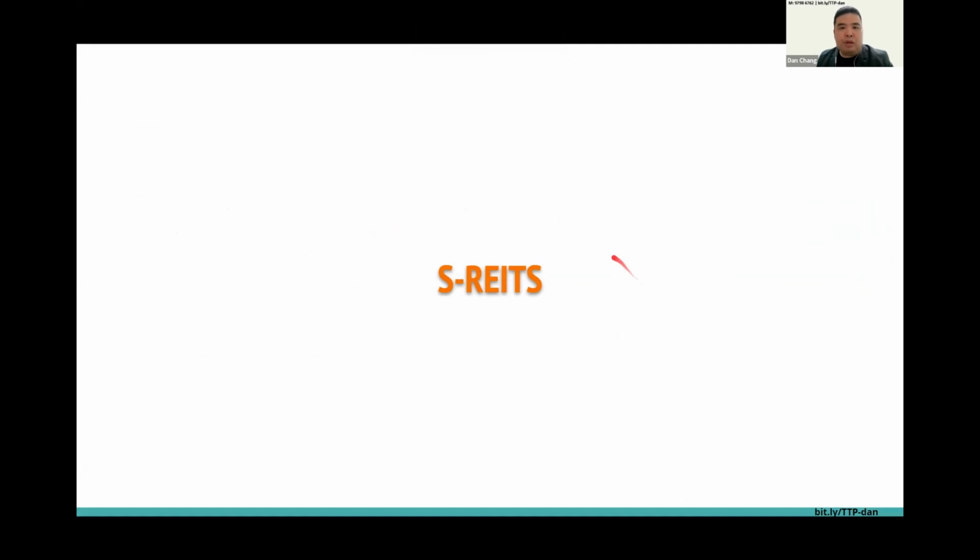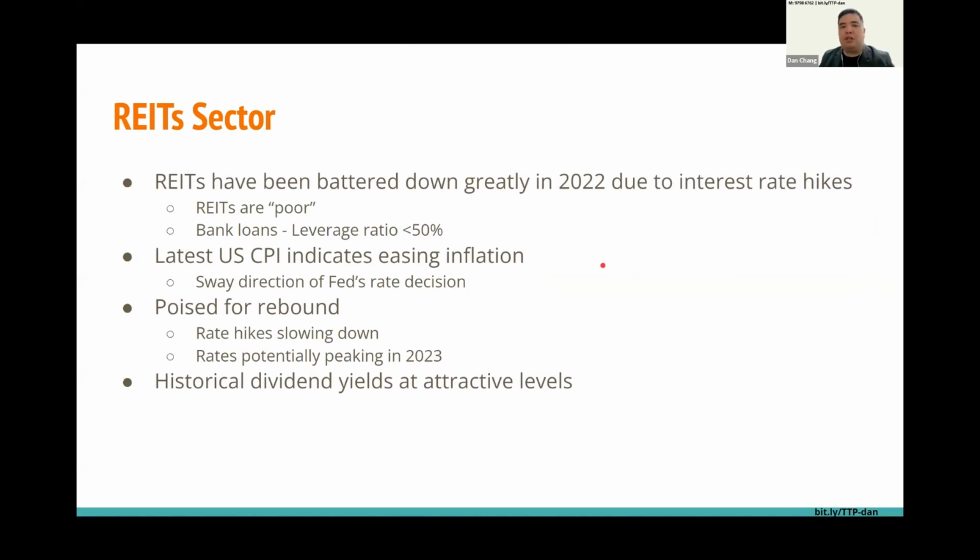The other thing that I want to add into my portfolio is S-REIT, REITs that are listed in Singapore. Why? I mentioned earlier, REITs were battered down greatly in 2022 due to the interest rate hikes, the unprecedented interest rate hikes that we have seen in years.